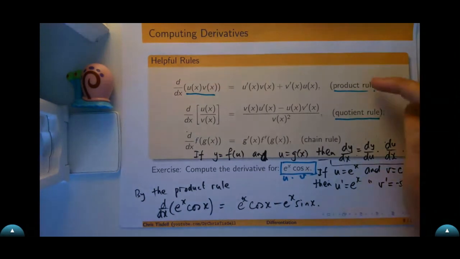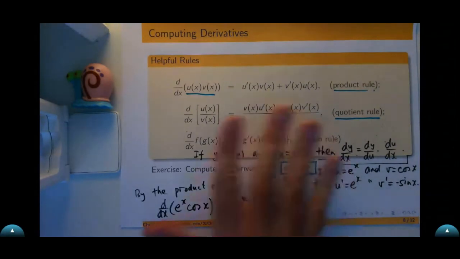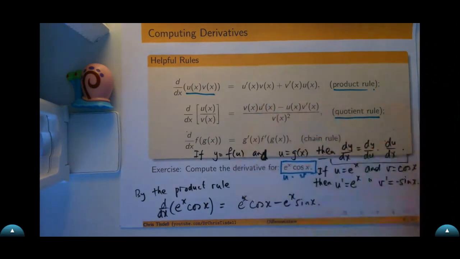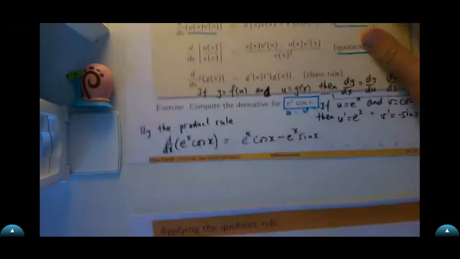Okay, so that's a pretty simple product rule. You'll find the product rule is very helpful when you want to do part of a question, like you need to compute something quickly and then use it for another part of the solution. Okay, what about the quotient rule? Well, let's have a look.